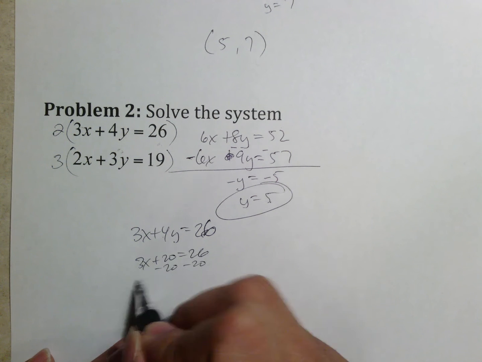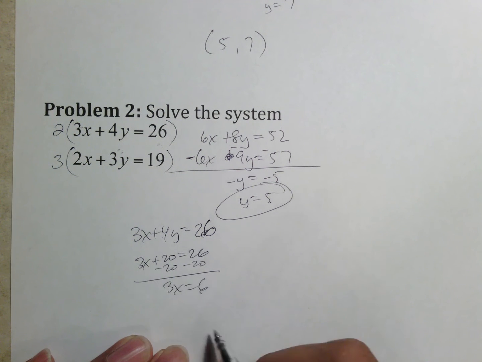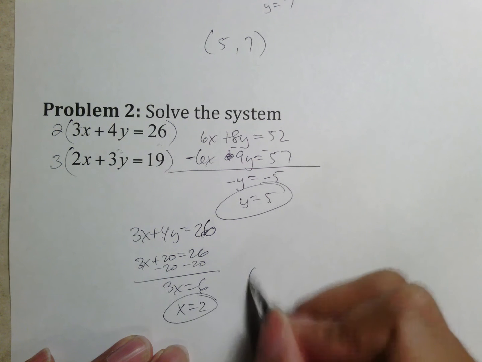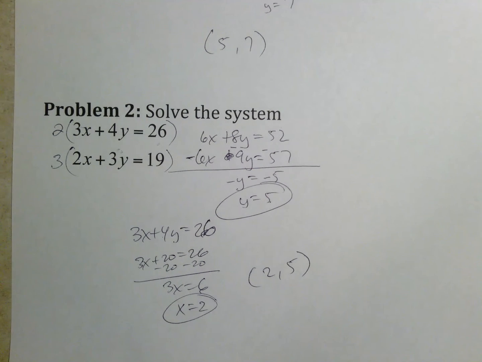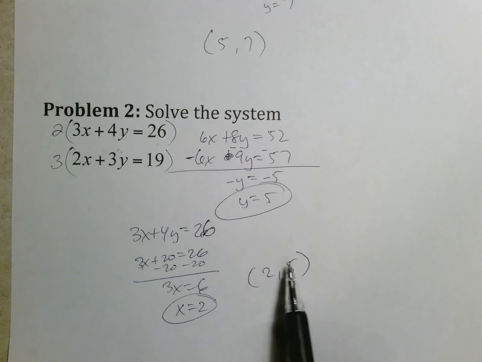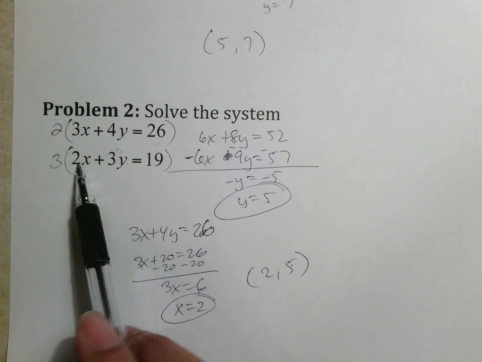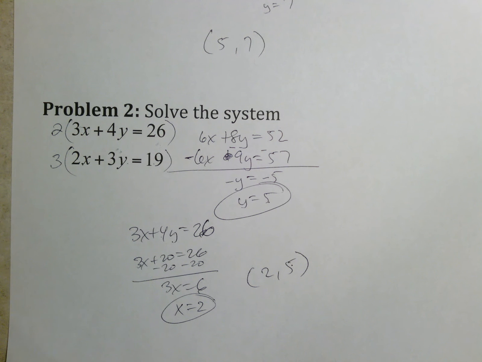Subtracting 20 from both sides gives me 3x equals 6, and in the end x is equal to 2, and this represents the answer that I would have. Again, I can check that by saying 2 times 2 makes 4, 3 times 5 makes 15, 4 plus 15 is 19, and so I know that I did it correctly.